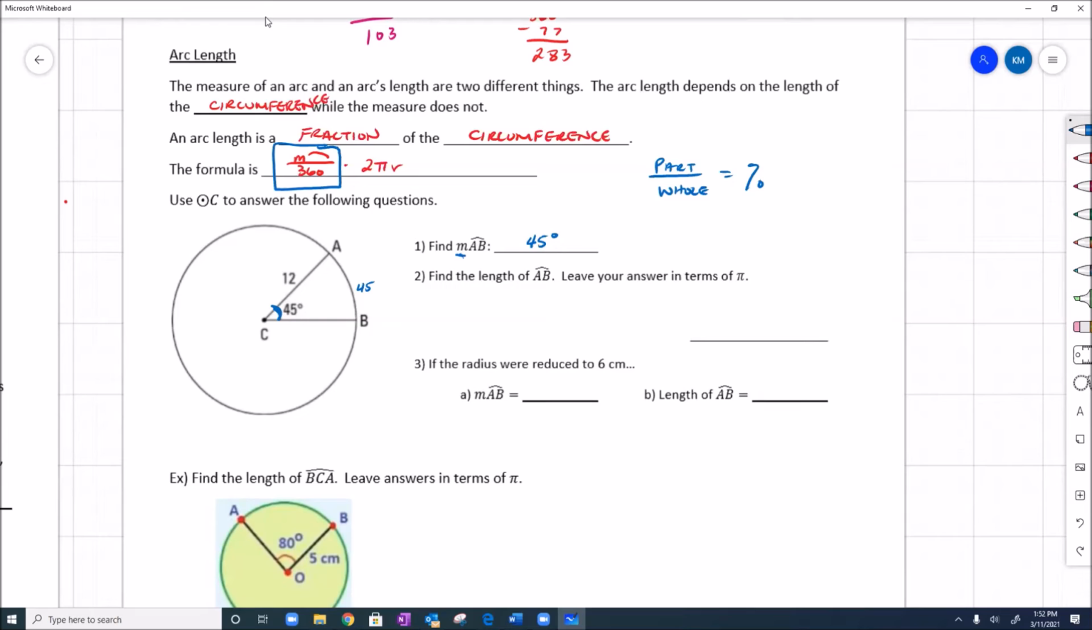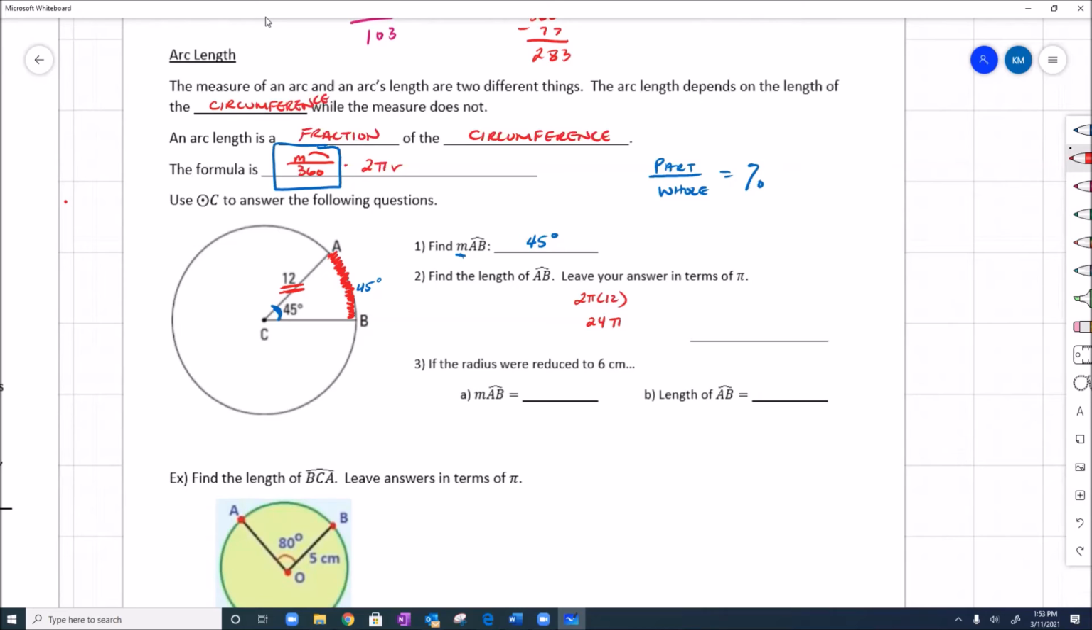Number 2 says find the length of AB. Now we're talking about the length of AB, and that means they want to know how much string we would have here. How much pizza crust are we going to eat? To find the length of the arc, we need to know the radius or diameter, and they gave that to us. So we ask, what's the measure of the whole outside of the circle? We'll do 2 pi r on that circumference, 2 times pi times 12. That whole thing is 24 pi.